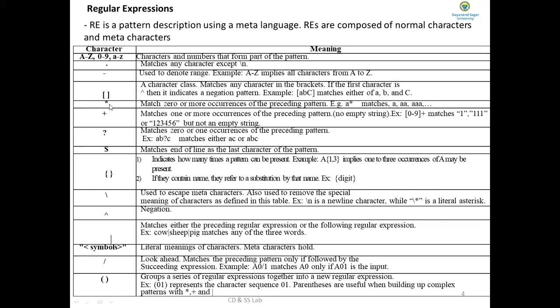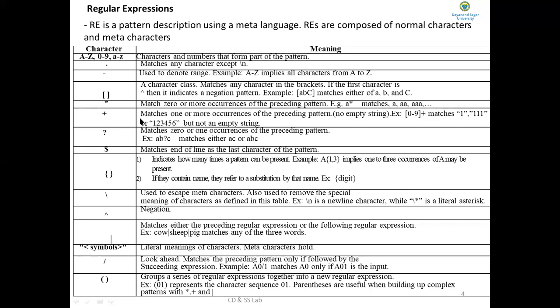Then star is a meta character. If used inside a regular expression, it matches zero or more occurrences of the preceding pattern. An example is A star. See, star is used as a meta character after the pattern. Then it matches no A, or simply A, and so on.